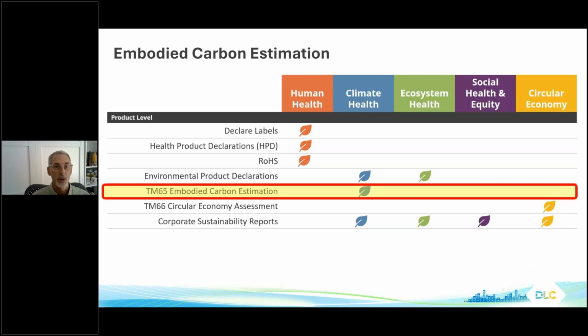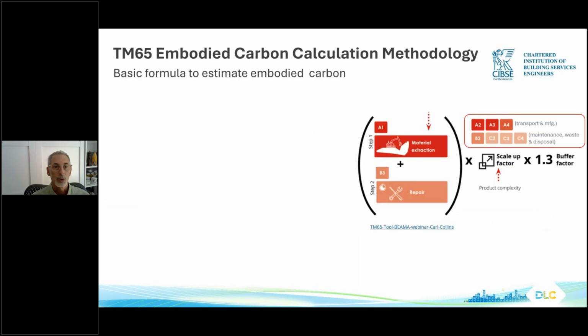Another metric that's focused in on embodied carbon is TM65. TM65 is a calculation methodology that was created by the Chartered Institution of Building Service Engineers out of the UK. And it's a basic formula to estimate the embodied carbon created from the manufacturer and use all the way through the end of life of a luminaire.